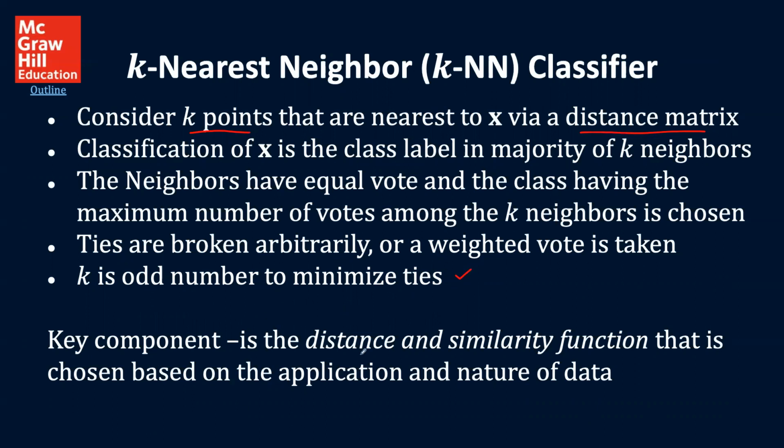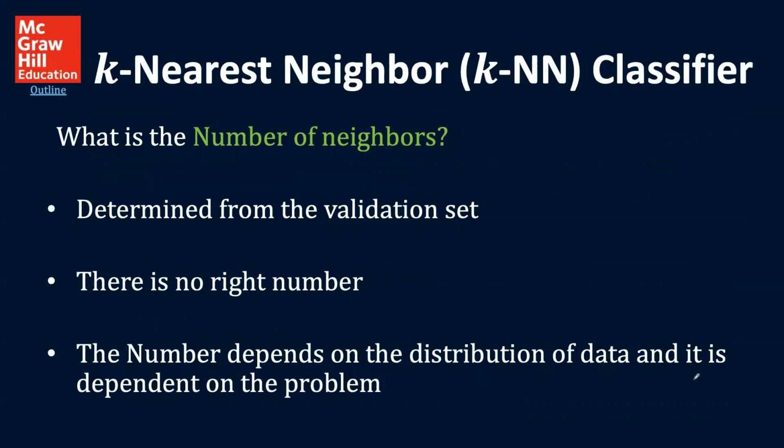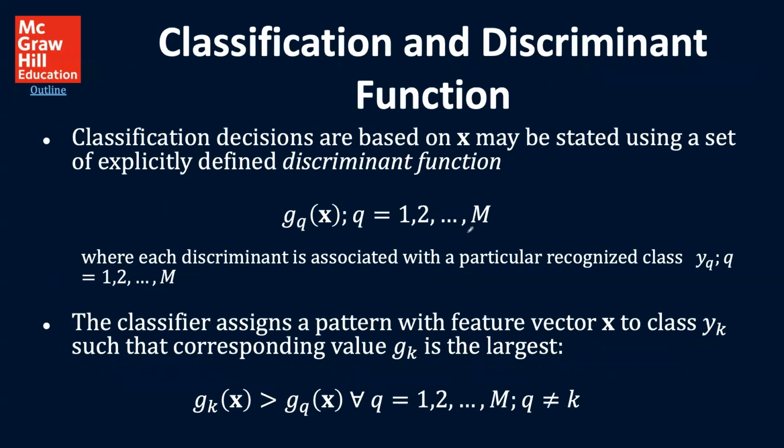So the key component is the distance and similarity function that is chosen based on the application and nature of the data. So what is the number of neighbors? It is determined from the validation set, and there is no right number. The number depends on the distribution of data, and it is dependent on the problem. So the validation set is different from a training set of data. We're using this to help us come up with the statistical methods of how we're going to be choosing one versus the other as we're doing our machine learning.